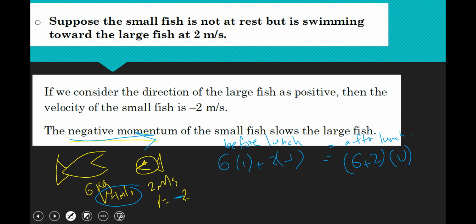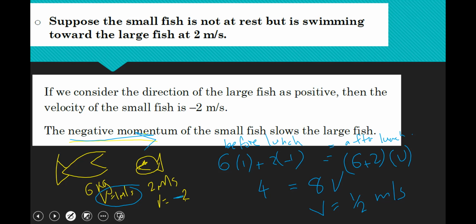So 6 minus 2 is 4, equals 8v. So the new velocity now will be 1/2 meter per second. This is the new velocity for both of them. Yes, Miss. If it was moving in the same direction, not toward, no, against, it would be positive, right? Yes, both are moving in the same direction.